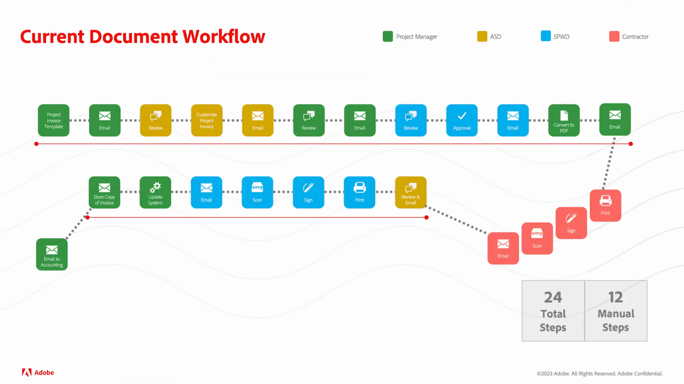This is what your current process probably looks like. This could take a lot of time away from other important projects, cost of ink, paper, printers, and even archiving. Here, there's 24 total steps and 12 manual steps.